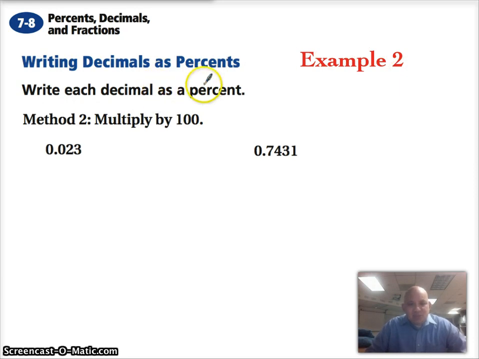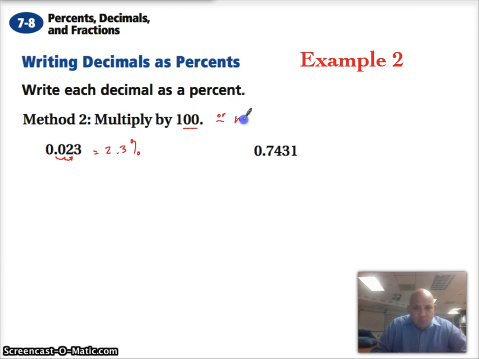Here it says write each decimal as a percent, and this time we're going to multiply by 100. Now, when we multiply by 100, we of course move the decimal. We can move the decimal point over two place values. We've learned that a few months ago. So multiplying by 100 here, just move the decimal place over. 1, 2, so 23 thousandths becomes 2.3%. Once again, we're just moving that decimal point over two place values. That's the same thing as multiplying by 100.